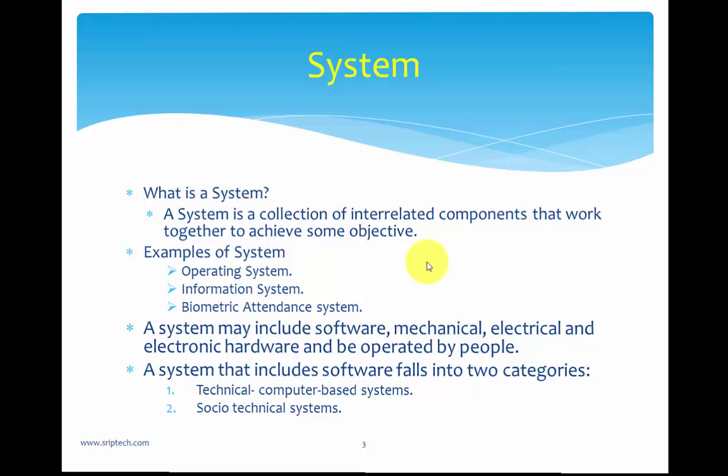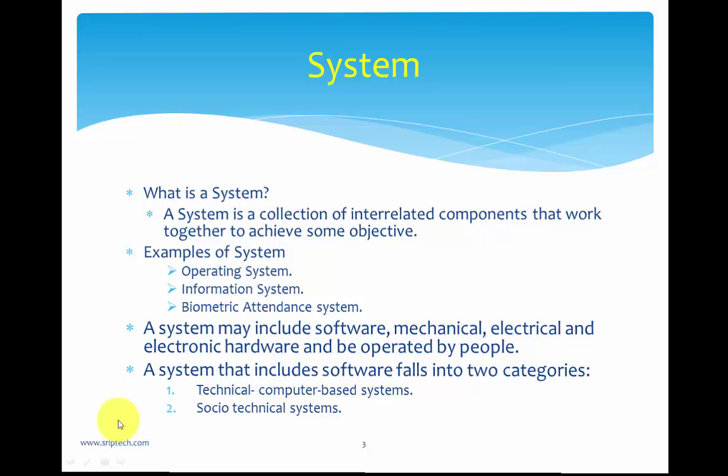Now, what is a system and how do we define it? As you can see from here, a system is a collection of interrelated components that work together to achieve some objective. Now, very important. What is the outcome of a system? The outcome of a system is to achieve an objective or a set of objectives.